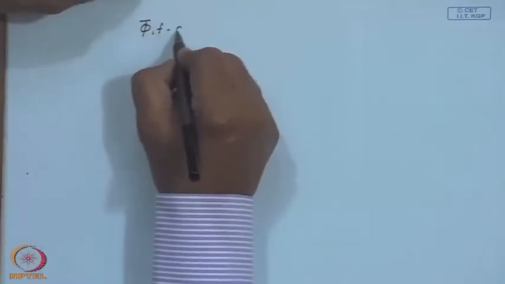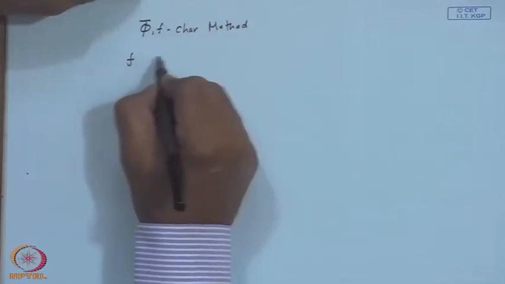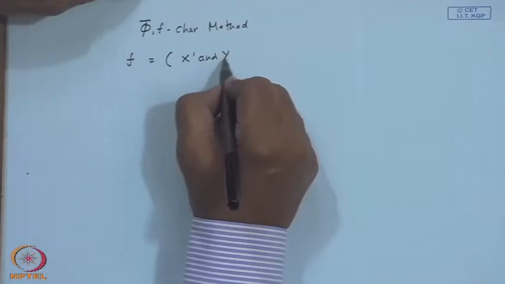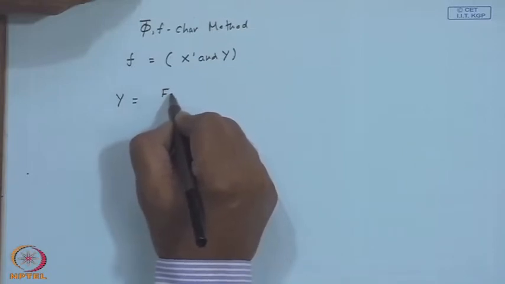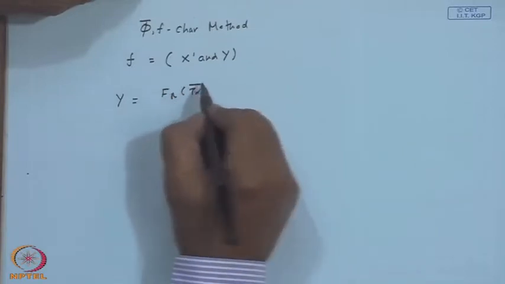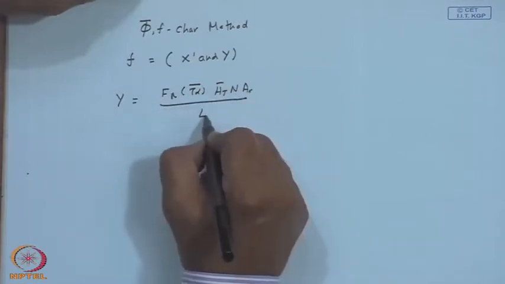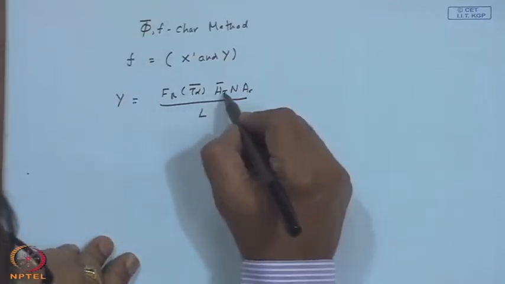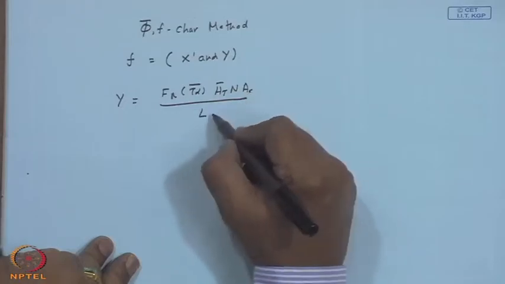Again, the phi bar F chart method relates the solar load fraction to two variables, X dashed and Y. Y is exactly the same as the one that we have written for the F chart method, where F_R is your collector heat removal factor, tau alpha is the transmittance-absorptance product, H_T bar is the solar radiation monthly average daily, multiplied by the number of days in the month, and the area of the collector upon the load.